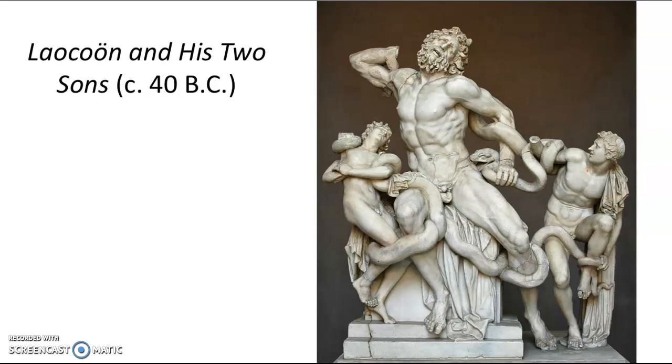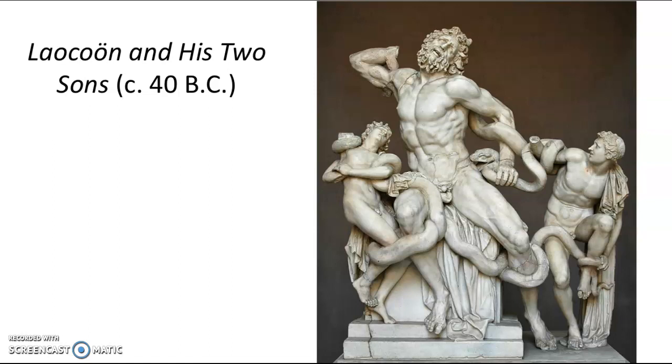Some say that he and his sons attempted to reveal the ruse of the Trojan horse and were killed as a result, and others say that he had sex with his wife in the temple of Poseidon and was killed as punishment. Who's to say? Either way, he is shown here with his sons fighting two serpents. This statue was found buried in Italy in 1506 and was put on display at the Vatican, where it remains today. I was able to view a copy of this statue in the Ashmolean Museum in Oxford a few years ago.